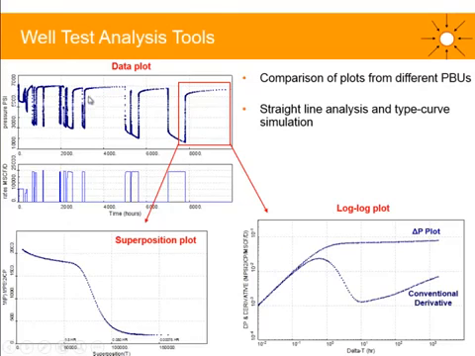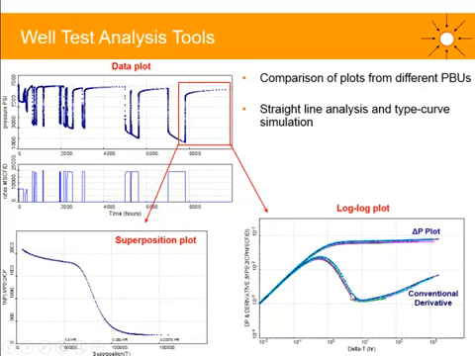We could plot the different PBUs on the same derivative plot, as we did here, and that's going to give you what we call the derivative overlay. We do that to try to get some confidence in the data. It's also easier to spot the different flow regimes and to spot any dynamic changes as well.